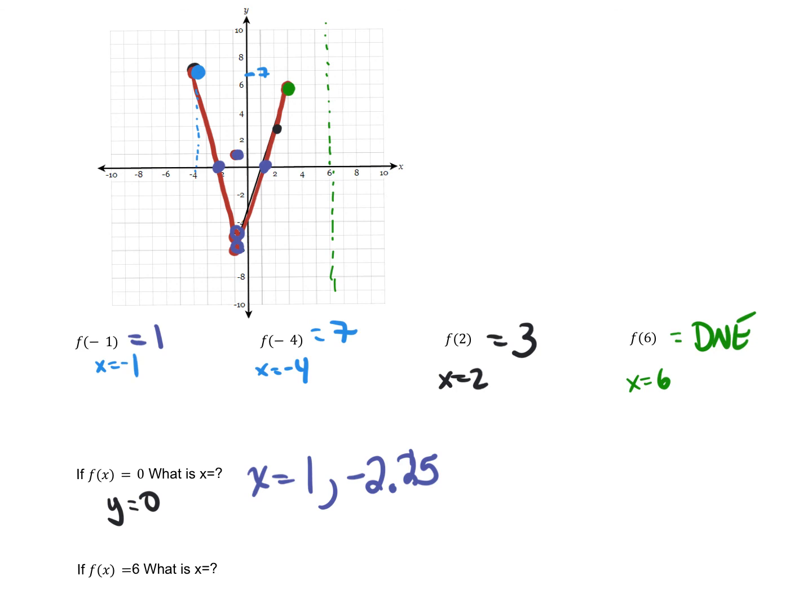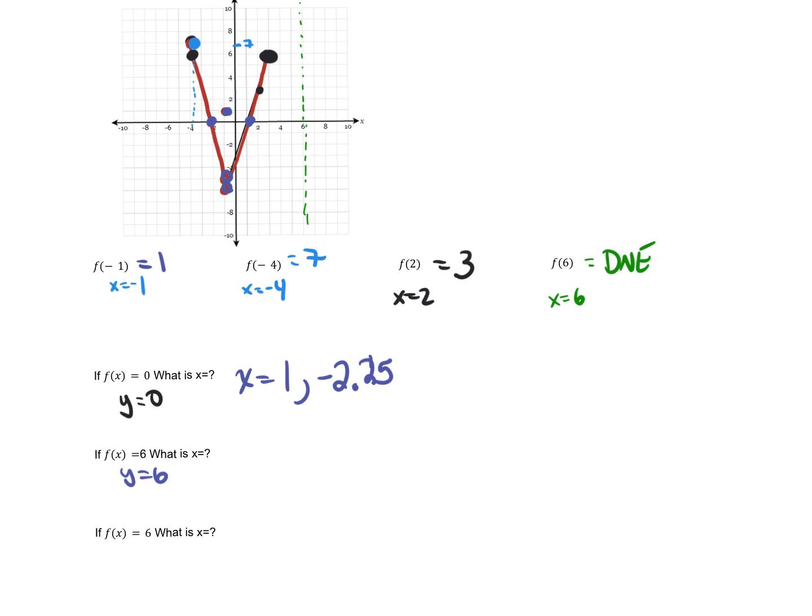We'll say negative 2.25, something like that. Secondly, it says if f of x is equal to 6, what is the x value? So we're talking about a y equals 6. If we come up here, I believe this point here has a y of 6, and this point has a y of 6. So all we have to do is simply state what those x values are. And that appears to be 3 and negative 4.